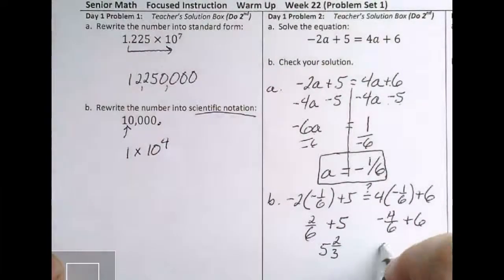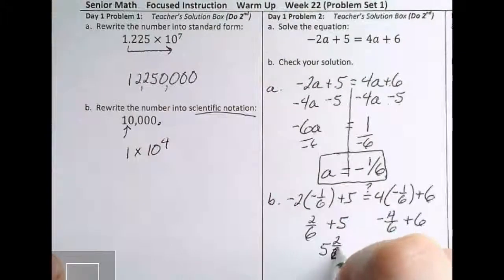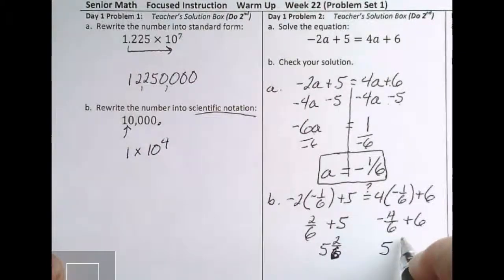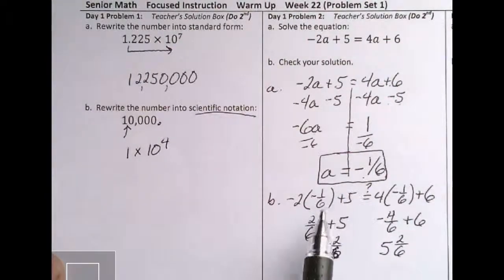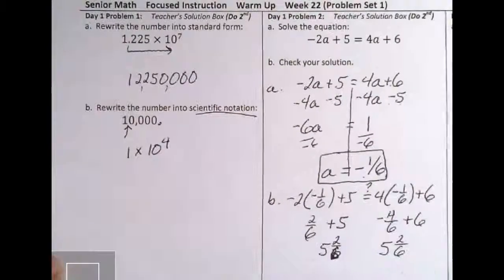That is going to make 5 and, sorry, what over here, this is a 2/6, not 2/3. This is going to make 5 and 2/6. These are equal. So when this number is put in for a, it does make the sides of the equations equal. This checks out.